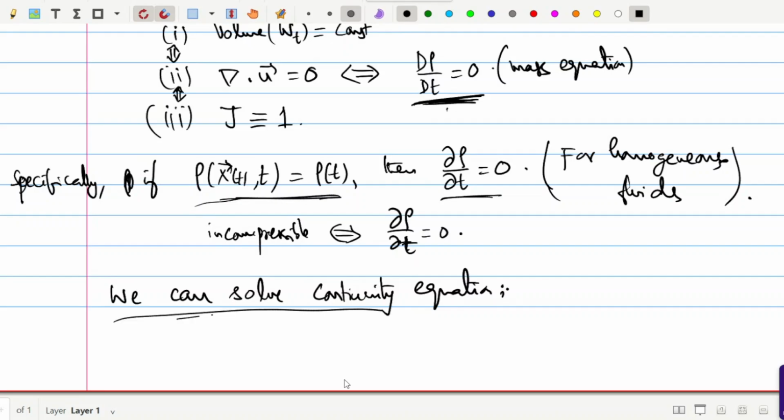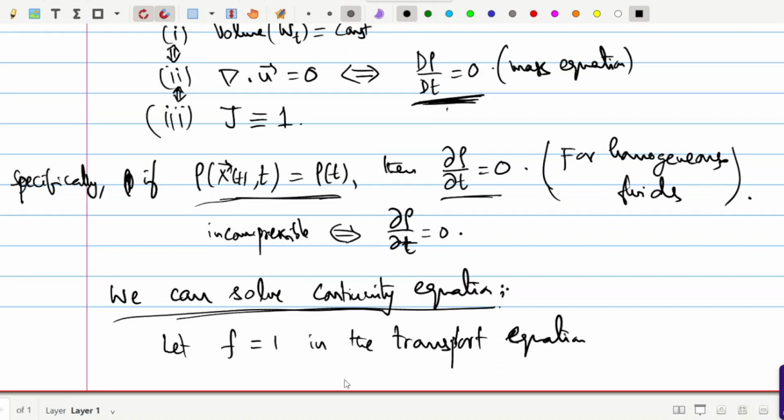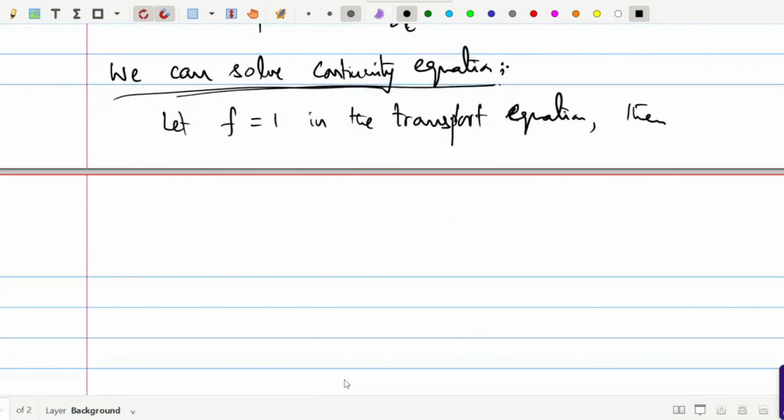So we will see how we do this one. What we do is take f equal to 1 in the transportation equation. Okay, let f equal to 1 in the transport equation. Then what is it that you get? If you take this one, what do you get?